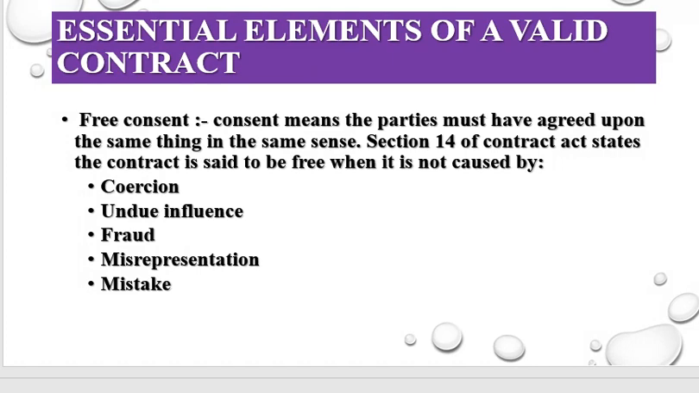Free consent means the parties must have agreed upon the same thing in the same sense, and the consent should be free. It should not be caused by coercion, undue influence, fraud, misrepresentation, or mistake. If the consent is not free, then the contract is voidable at the option of the party whose consent is not free.